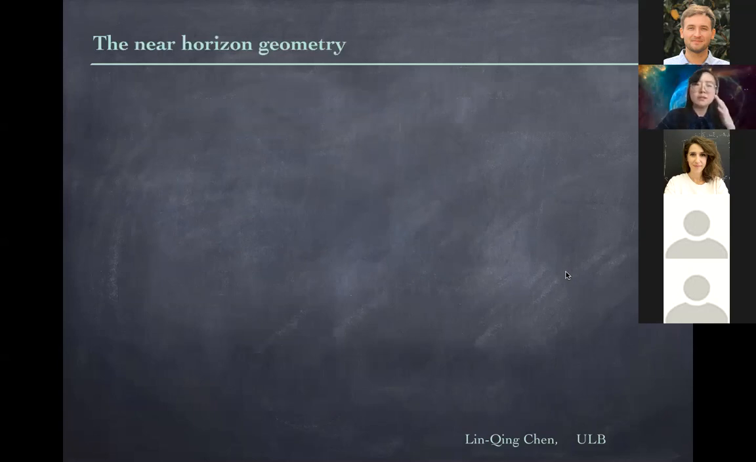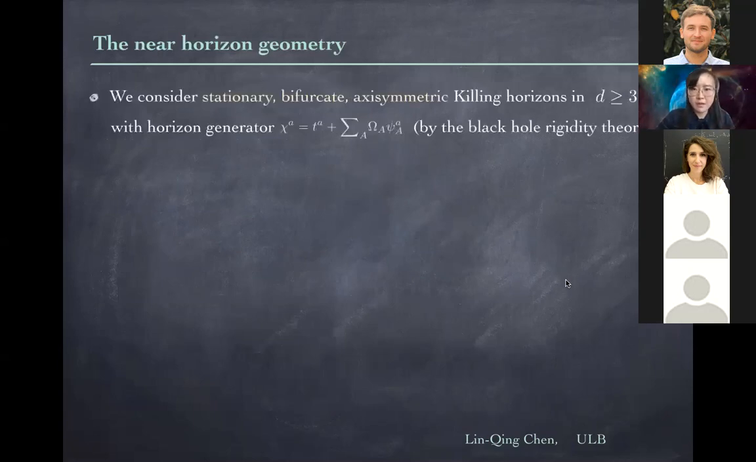So then we could generalize it. By the black hole rigidity theorem, for all black hole solutions in dimension larger than 3 the horizon will be stationary, bifurcate, and axisymmetric, with the horizon generator in the following form: the sum of the stationary Killing vector plus the horizon angular velocity times the axisymmetric Killing vector. And this index A is in case there's more than one rotational direction.